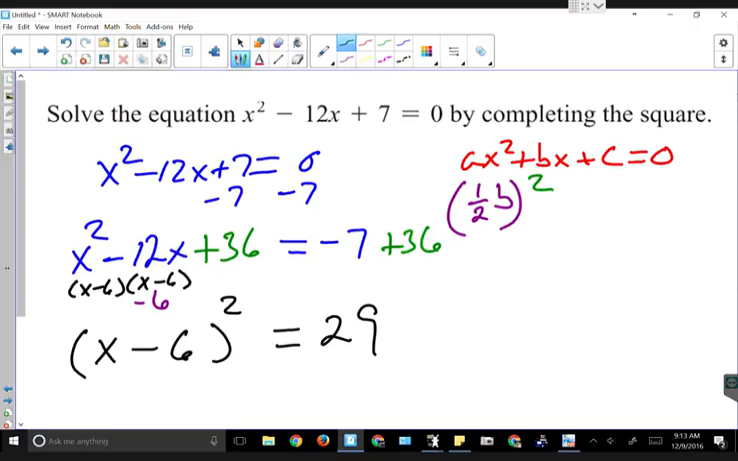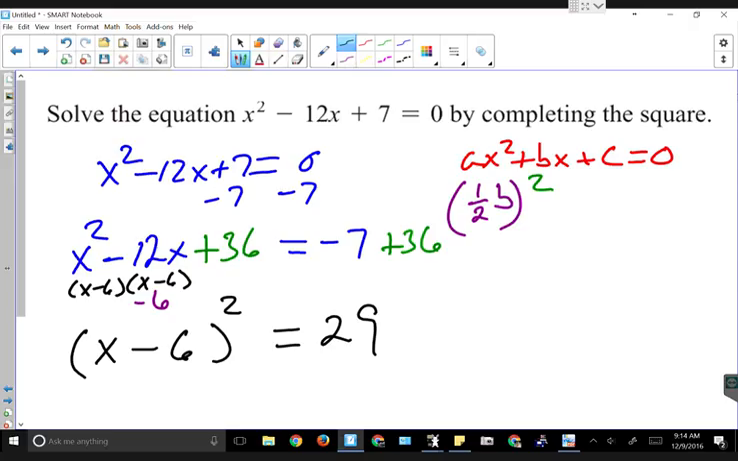Now, FOIL it out in your head. What is x times x? Well, that's x squared. What is x times negative 6? Negative 6x. What's negative 6 times x? Negative 6x. When I add them together, I get negative 12x. What is negative 6 times negative 6?